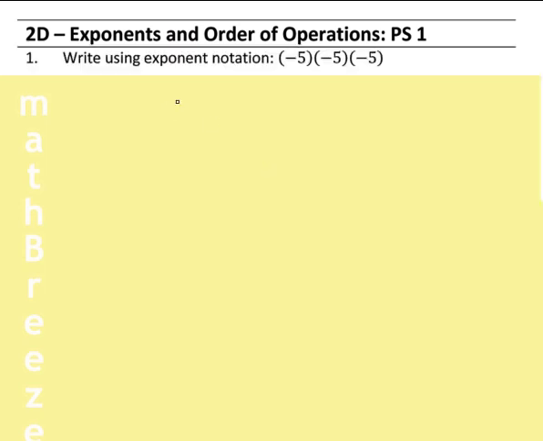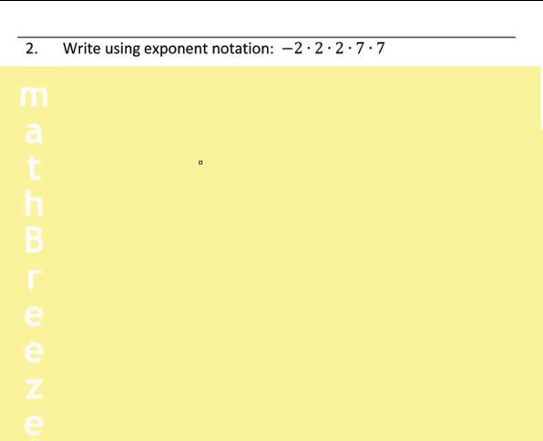In number 1, we want to write using exponent notation. So this is equal to minus 5 to the third power. Okay, number 2, again we want to write using exponential notation. So here we have 2 multiplied by itself 3 times. So this is equal to minus 2 cubed and then multiplied by 7 squared.